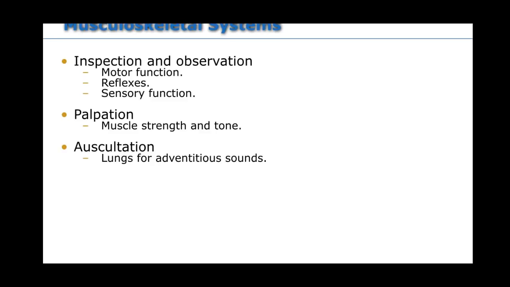And then listening to their lungs, listening to their belly, making sure that nothing's going on there. If they're immobile for a long time, pneumonia is a complication. Constipation is a complication. Pressure ulcers. So those are all things that you want to look for.